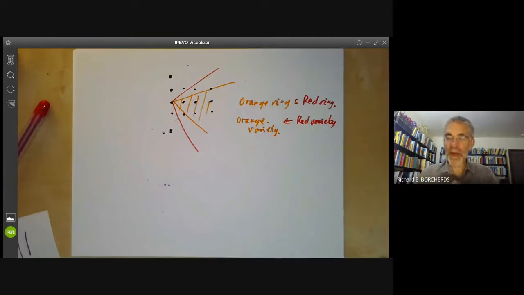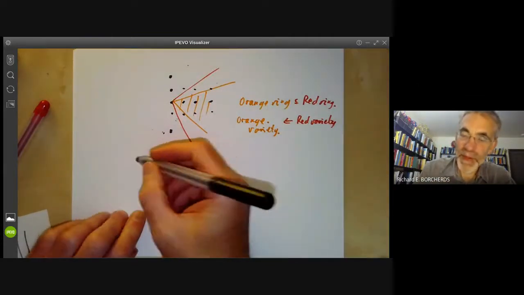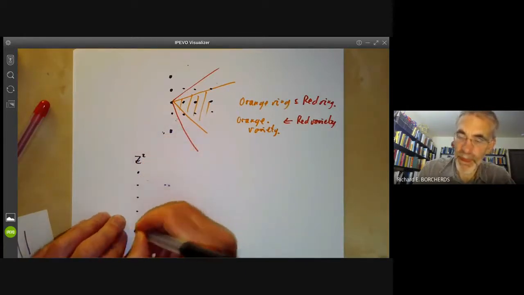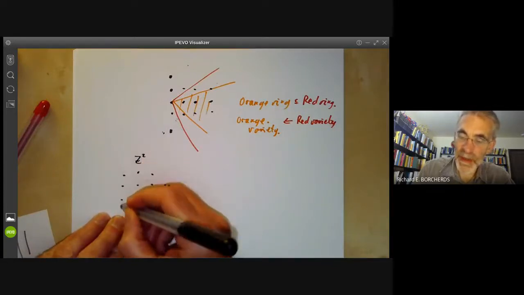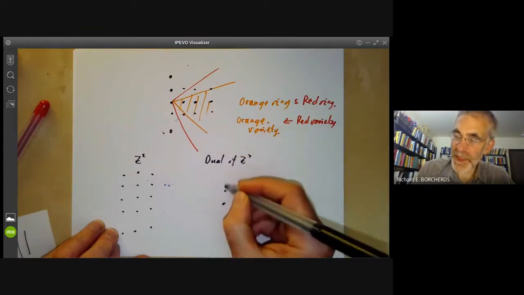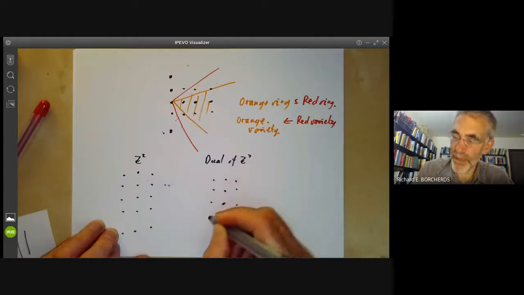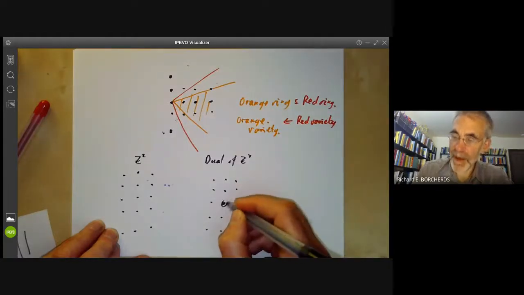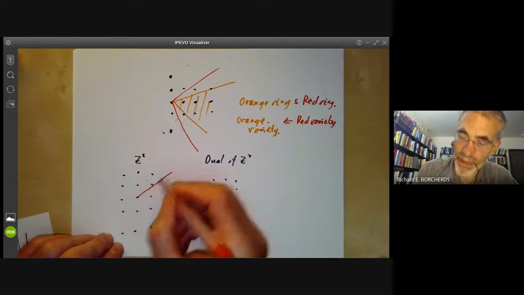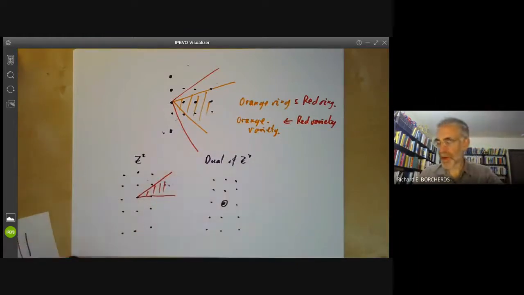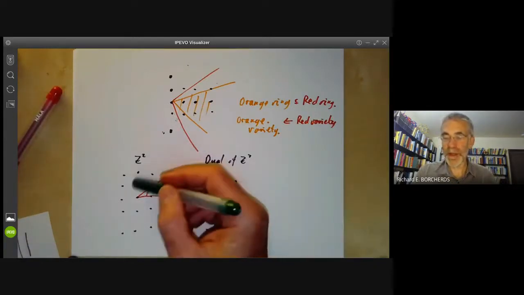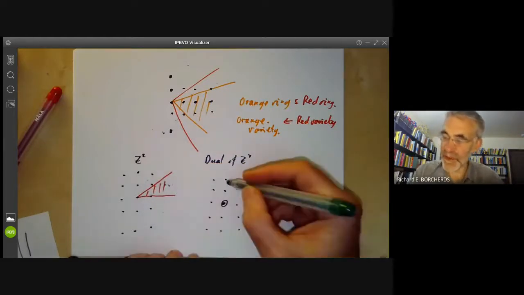So we can get around this by using duality. If we take a lattice Z squared, we can take its dual lattice. Well, the dual of Z squared, of course, looks rather like Z squared. And now, if we take any cone in Z squared, such as this cone here, we can now look at the dual cone, which consists of all points in the dual of Z squared that are positive on this cone here. So the dual cone of this will now look something like this.